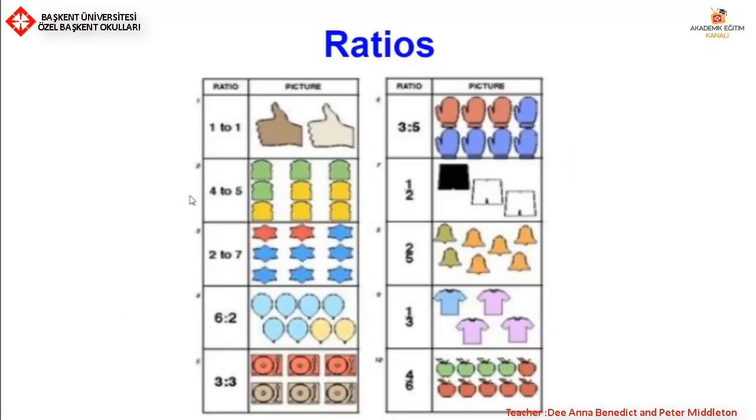And here are different examples of ratios. For example, you can see the stars. There's 2 red stars and there's 7 blue stars. So this is 2 to 7. Or there are 3 red mittens, and there's 5 blue mittens. So this is 3 to 5 ratio. So all these pictures are examples of different ratios.